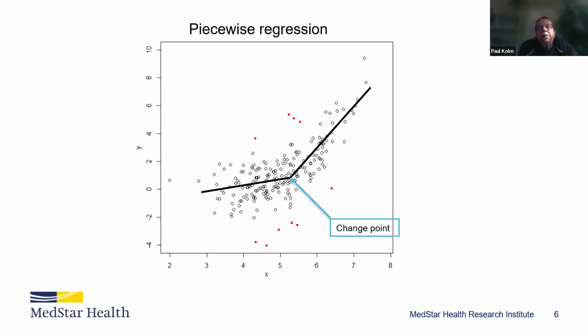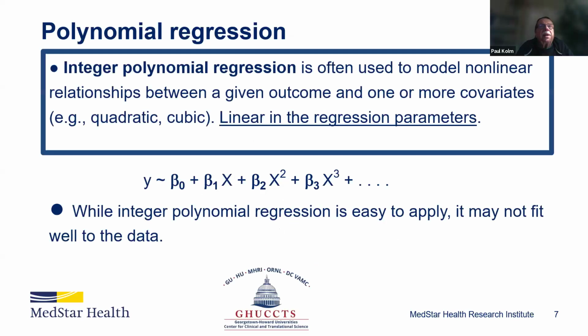If our interest is in just comparing the slopes of the two lines, that's easy to do. We can just compare them and see that they have different slopes. But it may be that our interest is actually in finding where the change point is. There are methods to do that. We don't just have to guess at it. Okay, the second nonlinear regression method I want to talk about is what we call polynomial regression.